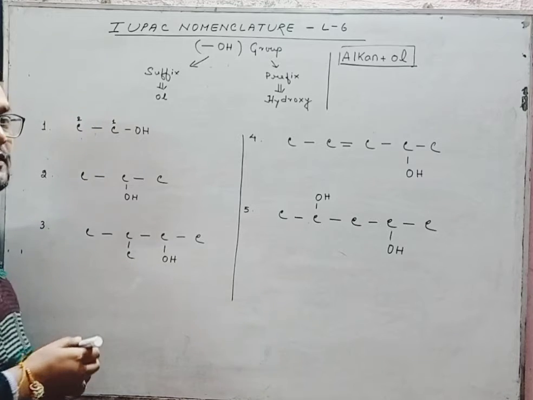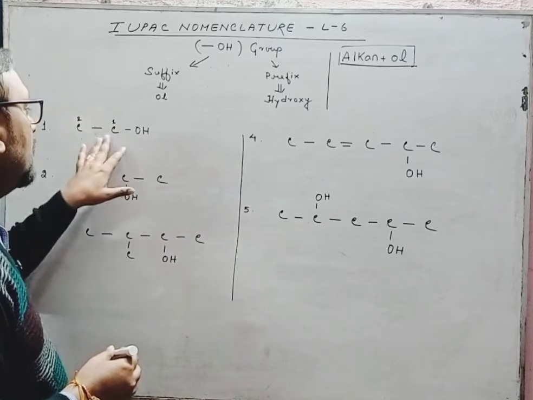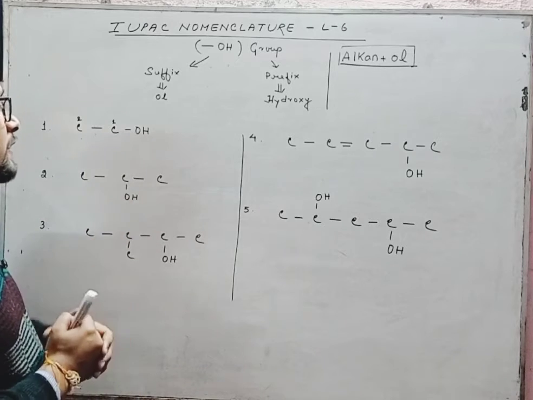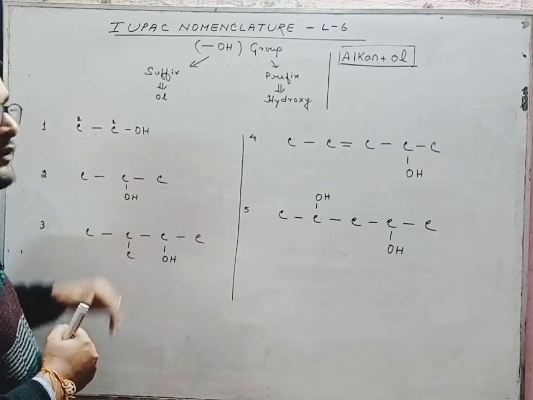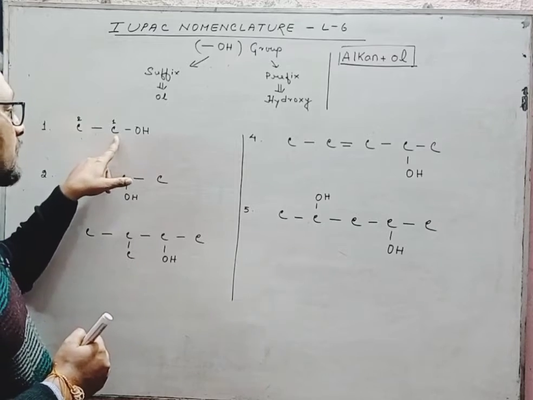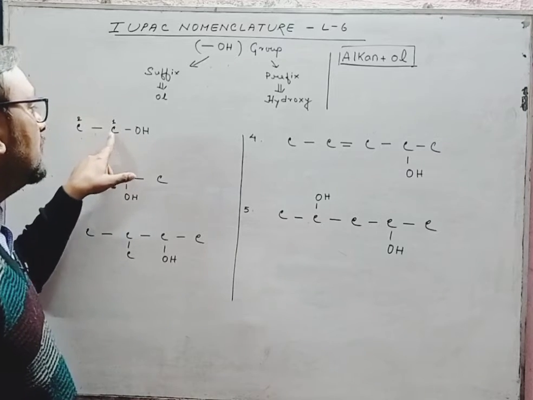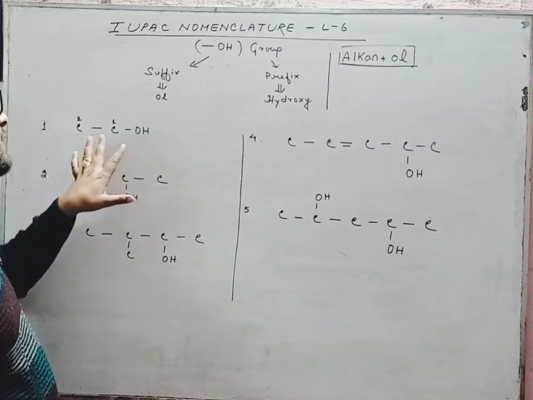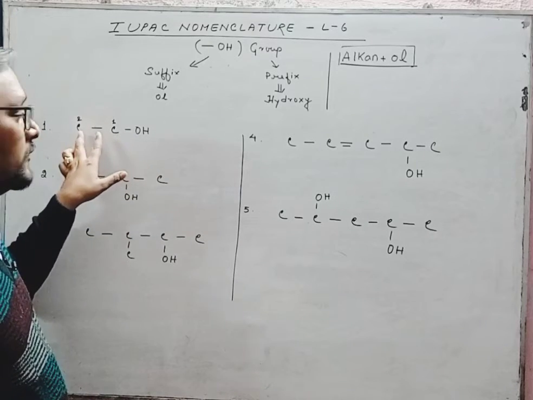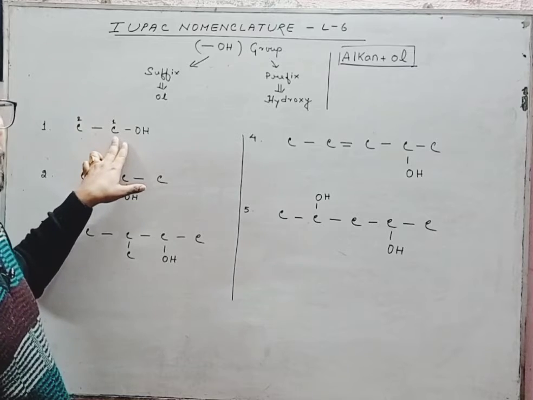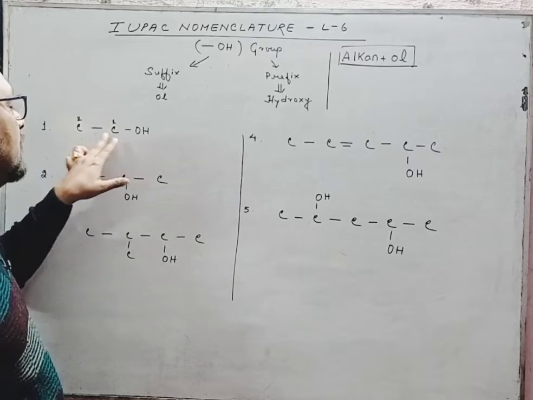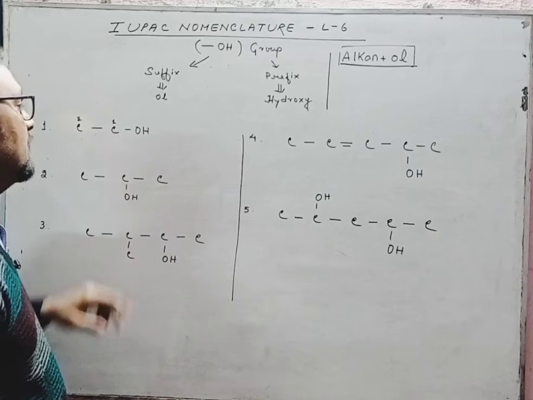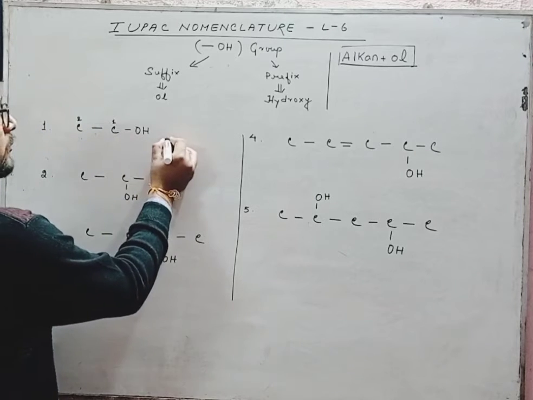That is the first thing you need to do. I have started numbering from this side, 1, 2, because the OH, the functional group, is attached to this carbon, and if I number from this side, only then does it get the minimum position. Now what is the word root? You can see in the longest chain there are 2 carbons. So the word root is eth.